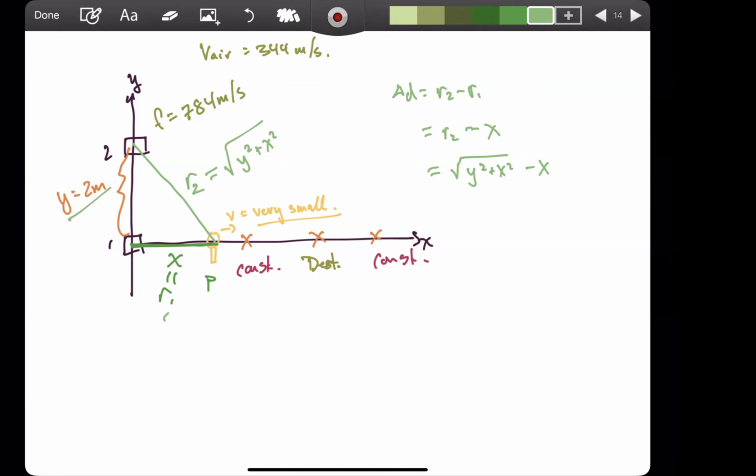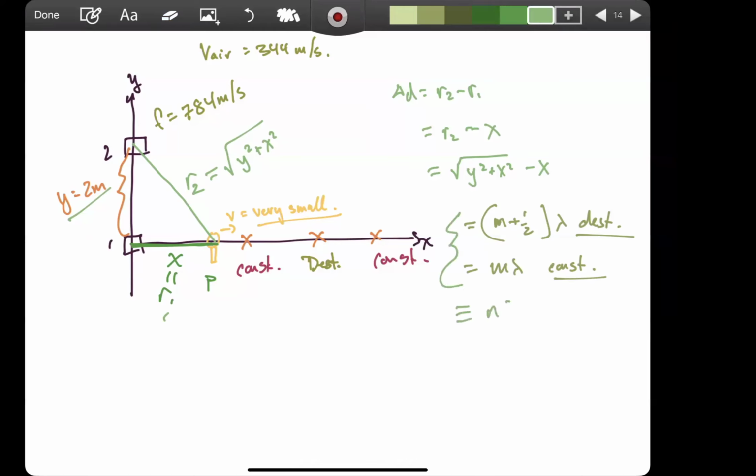Now, what we know is, again, if this path length difference is equal to a half integer times the wavelength, this is going to be destructive interference. And if it is equal to an integer multiple of the wavelength, this is going to give us constructive interference. I'm too lazy to do this separately, so I'm going to define both together as simply n times lambda, where n can be either an integer or a half integer. So anytime I use n equal to an integer, I'm going to get constructive interference. But if I use n as a half integer, I'm going to get destructive interference.